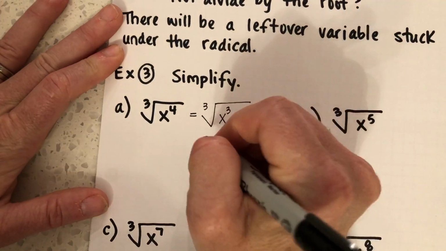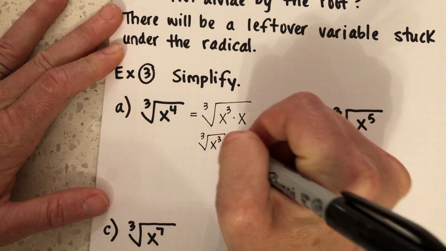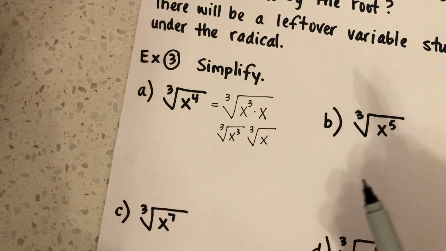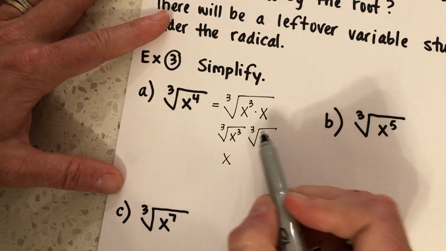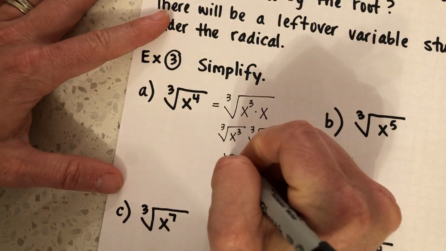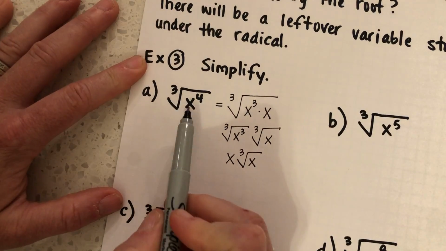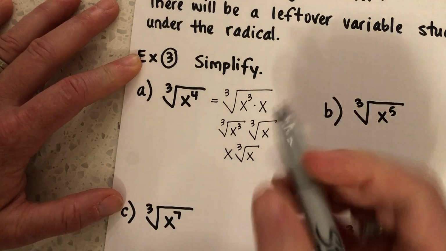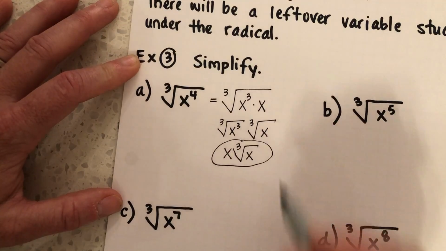So now you can split this into the third root of x to the third times the third root of x, right? Well, what is the third root of x to the third? It's x. Power divided by root, 3 divided by 3, is 1. It's x to the first. And then I can't take 1 and divide it by 3. He's your leftover that stays underneath the radical. So the third root of x to the 4th will simplify to x times the third root of x. That 3 is a root, okay? And that is your simplified answer.